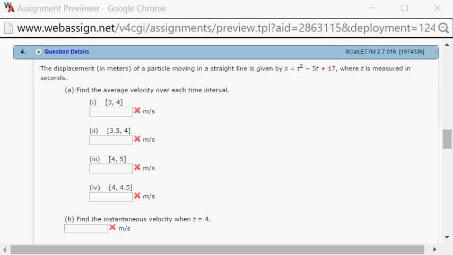Alright, let's look at homework 2.7, problem number 4. For part A, we need to find the average velocity. I'll just do part 1, because all the other ones are pretty much the same, just different numbers.